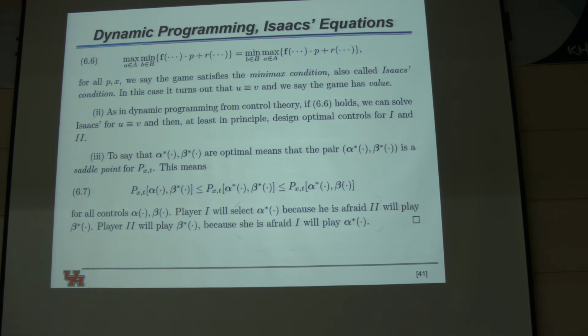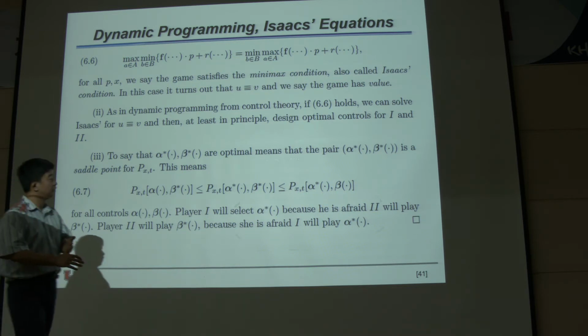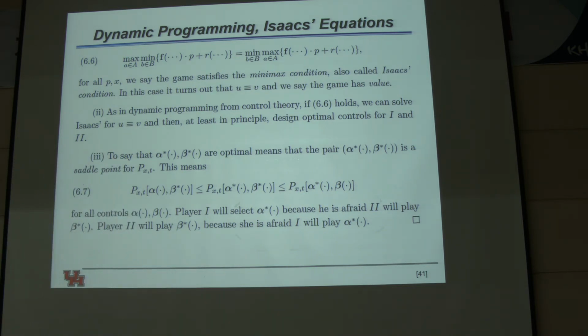And finally, where is the solution? Where is the equilibrium? It's right down here, right? So this is called a saddle point. And this saddle point is the Nash equilibrium. That's for the dynamic game, because this is the dynamic zero-sum game. One wants to minimize, the other wants to optimize.